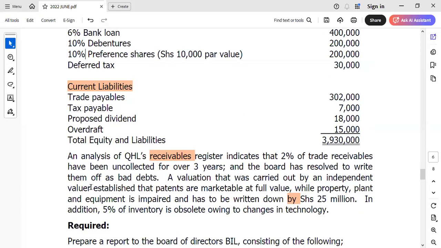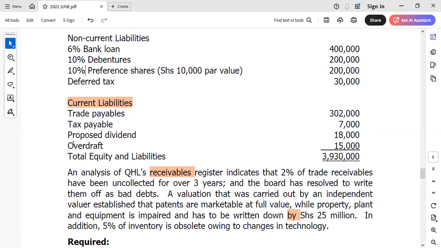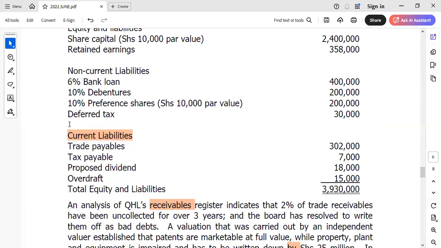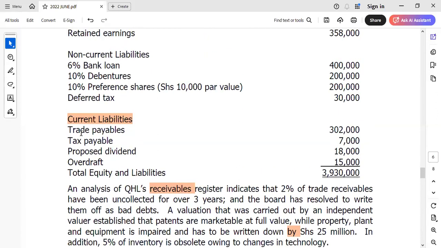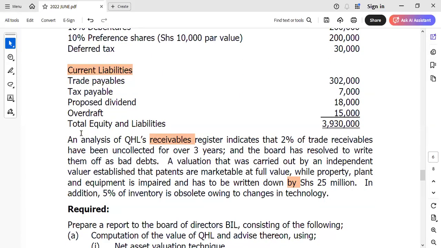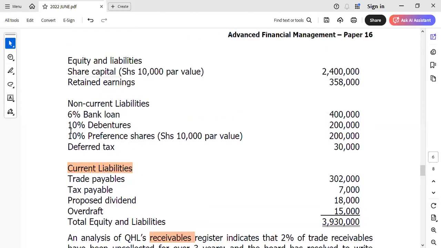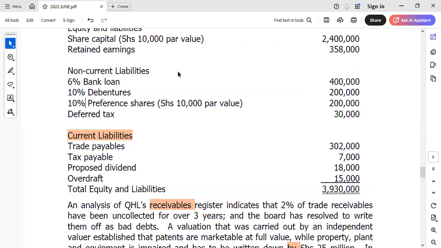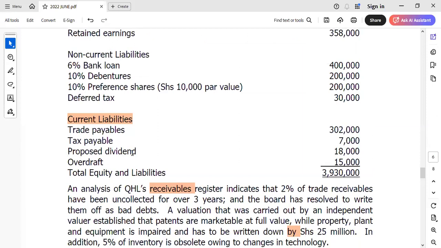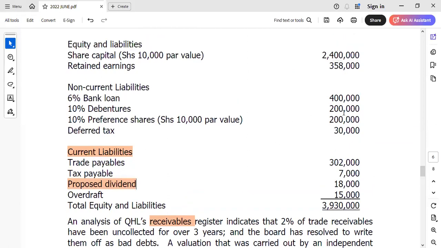When you look at your liabilities, do you need to adjust anything? Simply add and give me the total. Exclude the proposed dividend. Don't include the proposed dividend. Just add other things and give me the total.